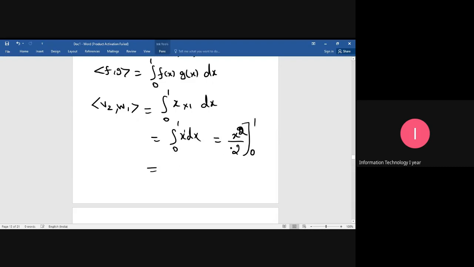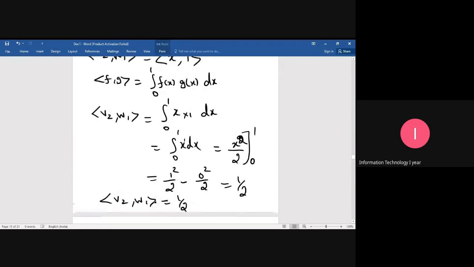Applying the limits, substituting x by 1, this is 1 square by 2, minus the lower value, substituting x by 0, which is 0 square divided by 2. So what is the answer? 1 by 2. So the inner product of v2 comma w1 is 1 by 2. Okay. Then we also need norm w1 square.